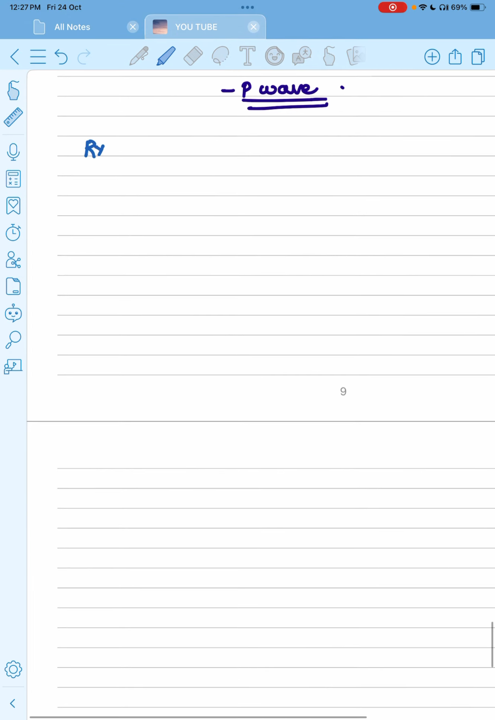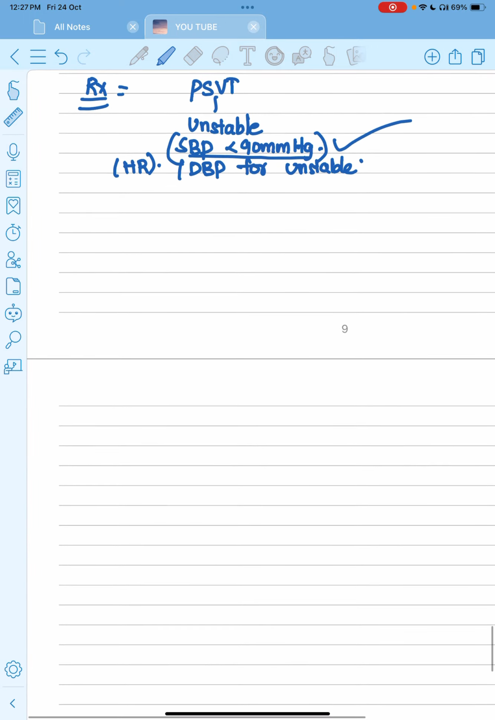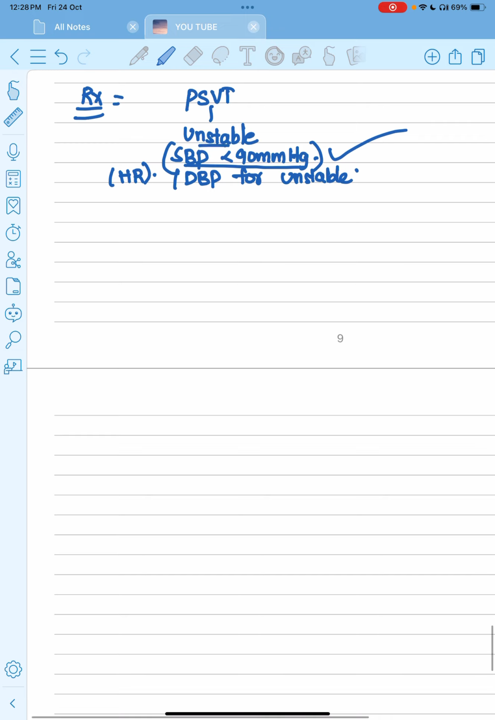Now let's go into the treatment of PSVT. If somebody is unstable, we say that when the systolic blood pressure is less than 90 mmHg. We do not see heart rate or diastolic blood pressure for telling someone is unstable. We say based on this parameter, that is SBP less than 90, then the patient is unstable. If somebody comes unstable, then you have to immediately do cardioversion.